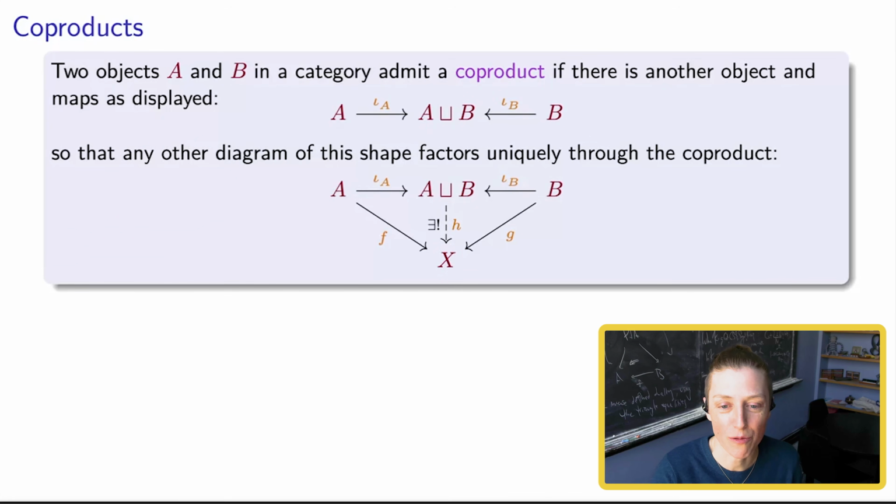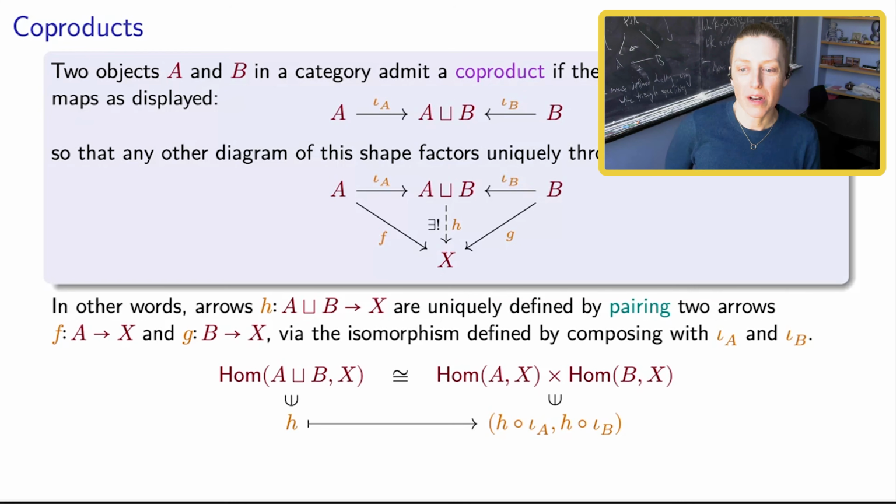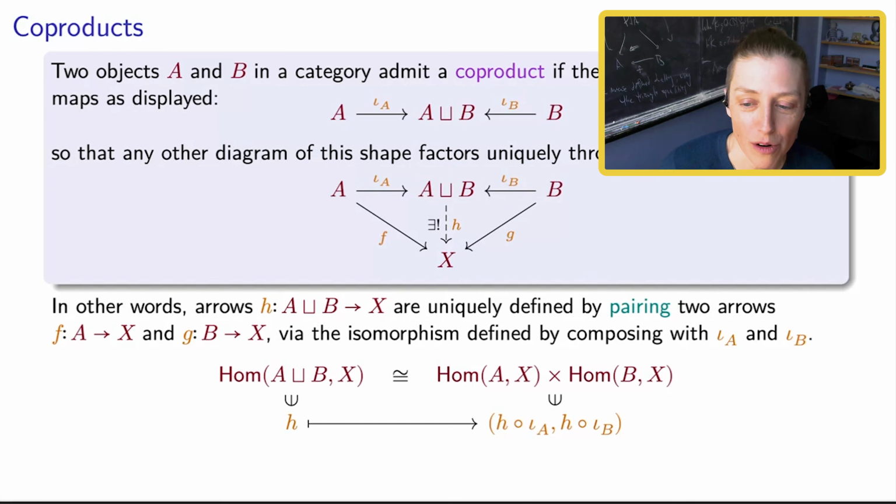So in other words, there's a relationship between the pair of maps F and G and the single map H that I can describe as follows. Any arrow H out of the coproduct and into an arbitrary object X is uniquely determined by pairing together two different arrows, one from A to X and one from B to X. And actually, I can be even more precise about that. I can say that this isomorphism is defined by composing with the maps iota A and iota B, sort of the inclusions into the coproduct.